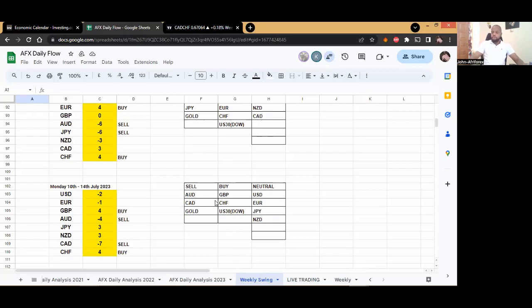For the guys who are new here, we mix and match the sells versus the neutrals and the buys versus the neutrals. We don't mix and match things on the same side, or the buys versus the sells. Only the sells versus the neutrals, the buys versus the neutrals, and of course gold and the Dow Jones. Those are more or less standalone. So hopefully you've taken note of that.